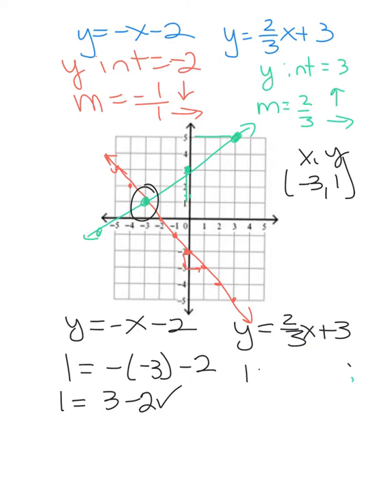Now let's check it in my other equation. So I have 1 is equal to 2/3 times -3 plus 3. Because 1 is equal to, now this becomes -2 plus 3, so I know that's true. So again, -3, 1 is my solution to the system of equations, and because that is the point of intersection, that's where the lines meet.